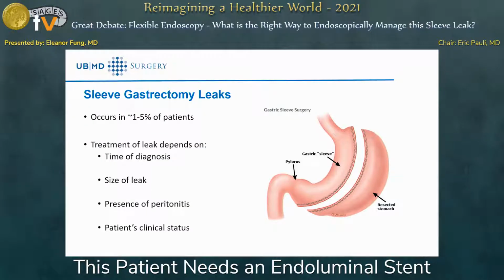So sleeve gastrectomy leaks, despite all of our best efforts not to have any leaks, occur in about 1 to 5% of patients. And how we manage that leak ultimately depends on a few factors: when we diagnose it, the size of the leak, whether the patient has peritonitis, and what their hemodynamic status is. Obviously, if they are unstable or they have evidence of peritonitis, sometimes surgical management is necessary, but we're going to be talking about endoscopic management today.